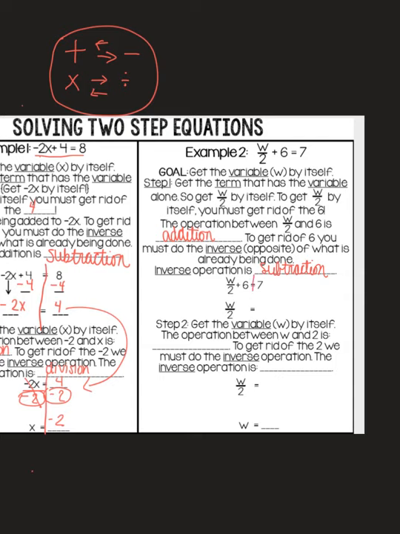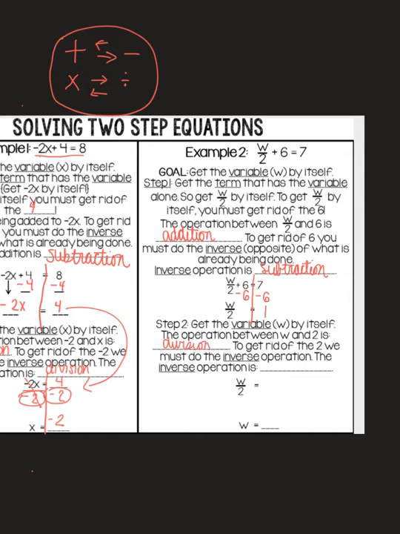Okay, I'm going to break this into 2 pieces. I'm going to get rid of this plus 6 by subtracting 6 here. What I do to one side, I must do to the other. So 7 minus 6 gives me 1. So currently I'm left with w divided by 2 equals 1. This is now a one-step equation. We're still trying to get that w by itself. So currently the operation between the w and the 2 is division.